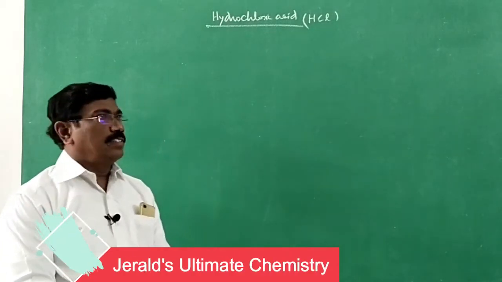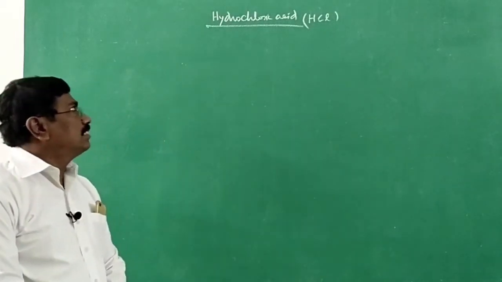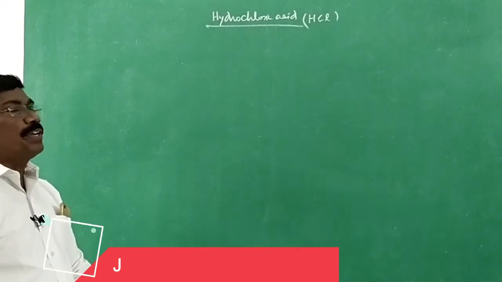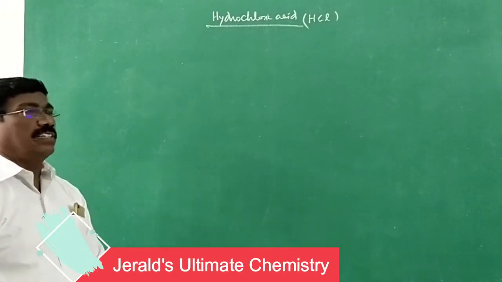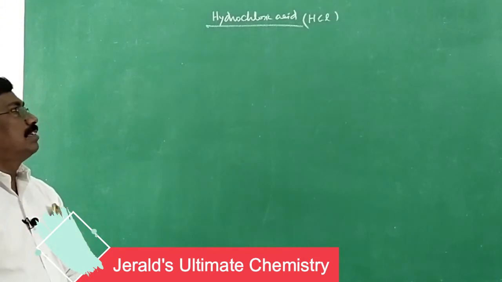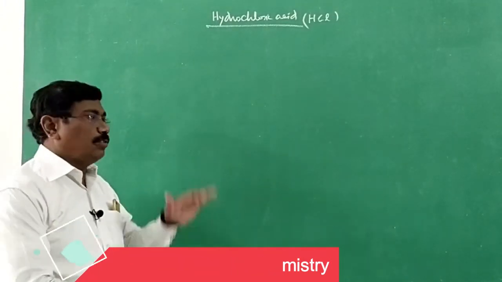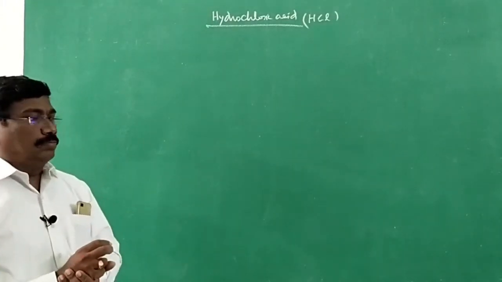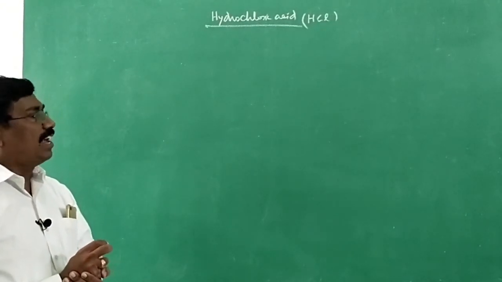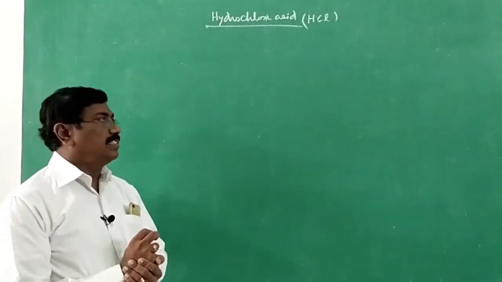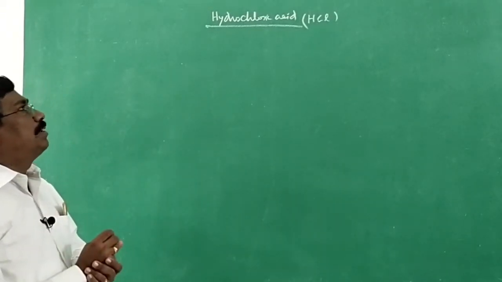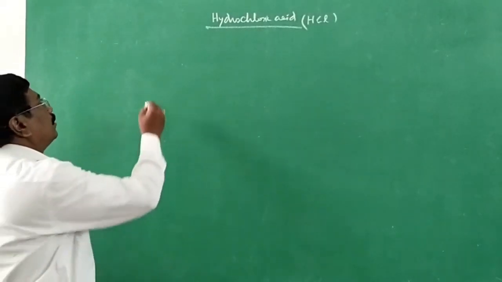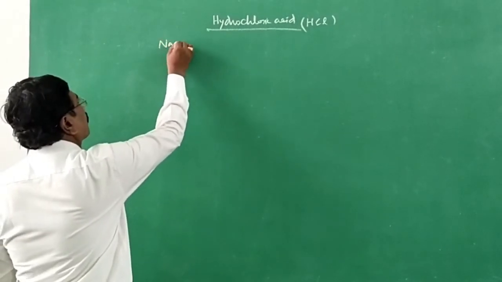Dear students, today we are going to see the methods of preparation of hydrogen halide, especially hydrochloric acid, its properties and uses. Only those things we are going to see. Mostly hydrogen chloride or hydrochloric acid. It is prepared by the decomposition of metallic chloride, mostly sodium chloride.